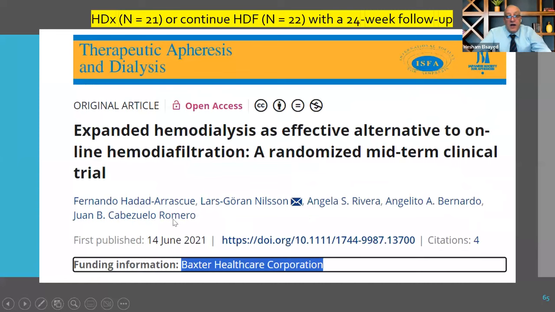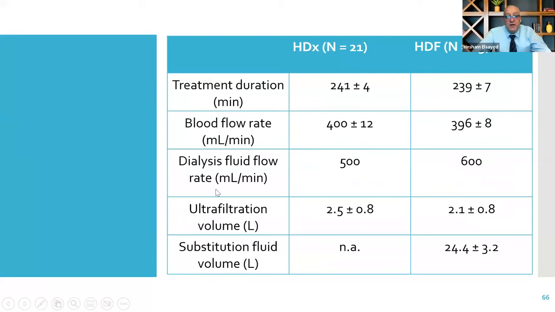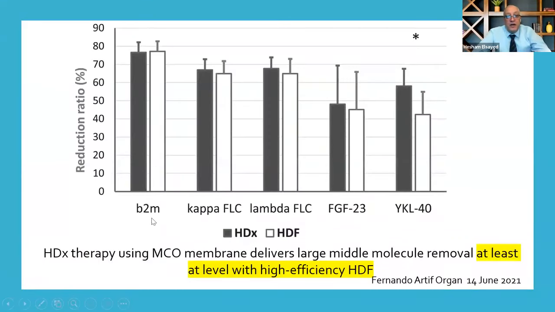Here you can find a lot of publications sponsored by Baxter Healthcare Corporation, because Theranova is Baxter's. You can find very comparative results according to blood flow and treatment duration. Here you find beta-2 microglobulin, kappa and lambda, FGF23, and YKL-40 protein, which is an inflammatory biomarker. If you look at this graph, you cannot say that HDX is inferior to hemodiafiltration, but in the same way you cannot say that hemodiafiltration is inferior. Both are in parallel. You can do either one of them, but take care with HDX. We have no long-term survival data.